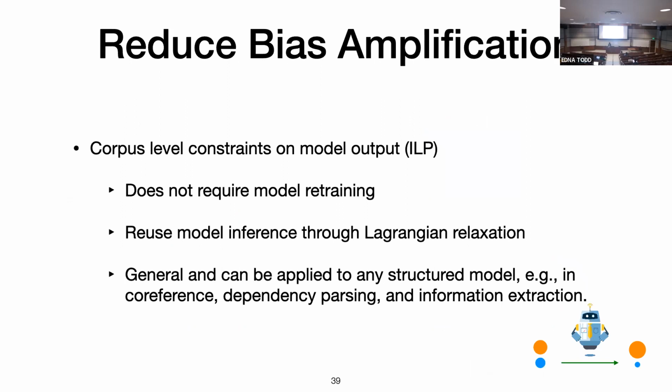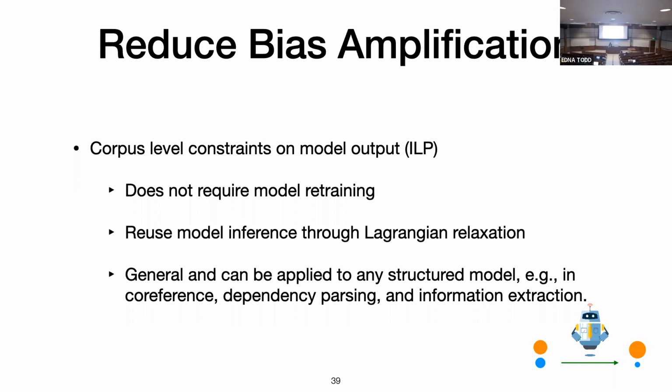Our idea is to use our original data set to calibrate and modify model predictions based on some corpus level statistics, so that they are more aligned with the original training data set. Practically, we are going to do this using constraints that we formulate as an integer linear programming problem. And the advantage of this approach is that we do not need to retrain the model.